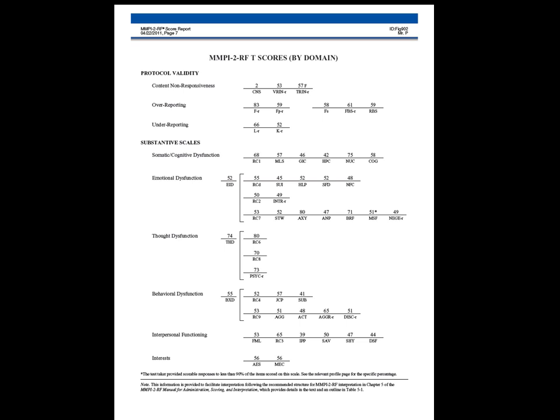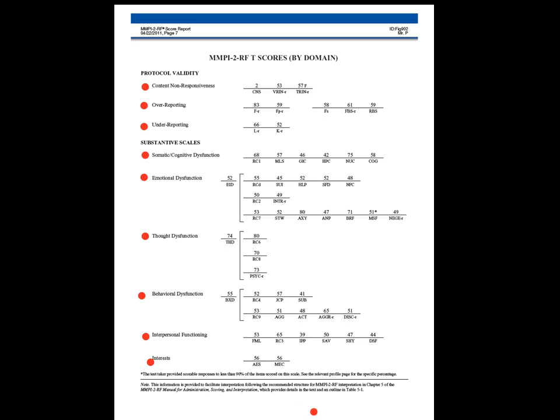Now, another way of representing the entire profile is to not organize it by scale set, specific problem, RC, higher order, Psy-5, but rather by domain. And so every score report has this full score sheet, which basically shows all 51 scales at the same time, but it breaks them down into the scales that measure content non-responsiveness, over- and under-reporting. These are all the scales that look at somatic issues, emotional dysfunction, thought dysfunction, behavioral dysfunction, interpersonal functioning, and interests. So you can get a snapshot, and it already organizes it.